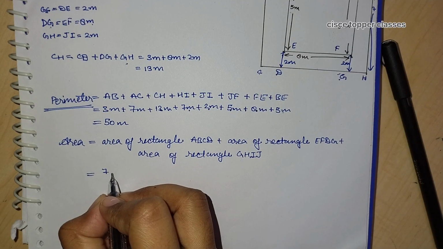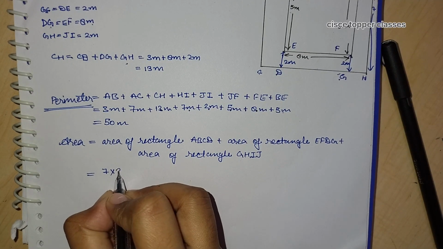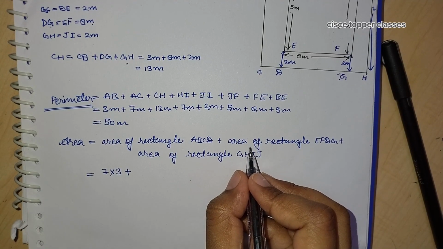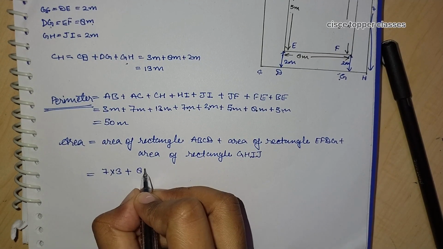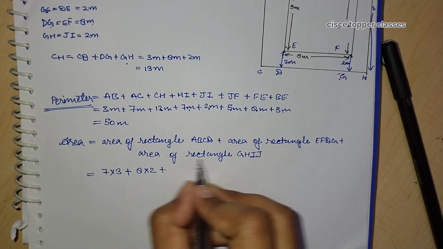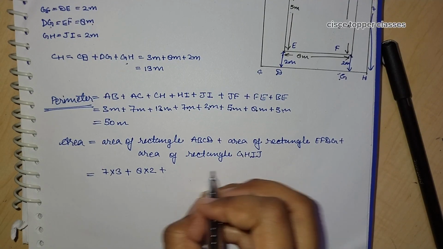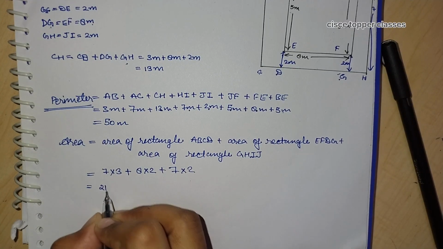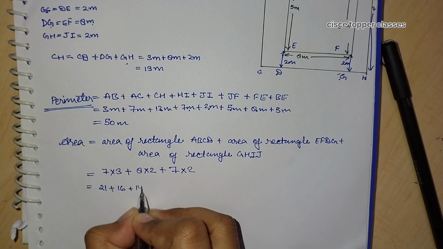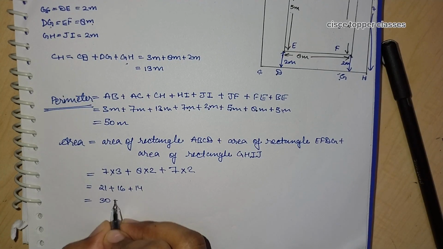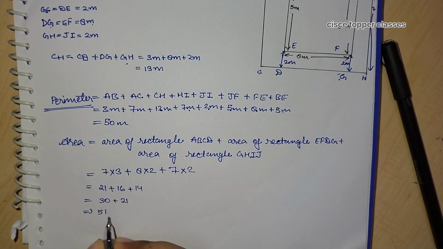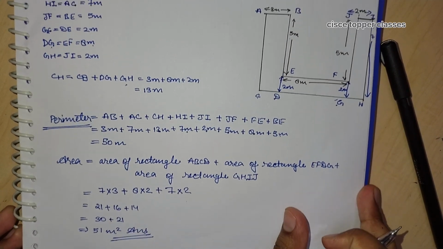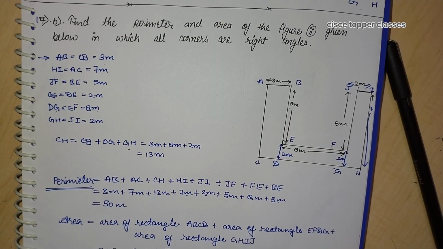Here 7 is given as the length, and 3 is the width in this rectangle. Now the area of rectangle EFDG is, here length is 8 meter and the breadth is 2 meter. Now the area of rectangle GHIJ will be, because length is again 7 and breadth is 2. So this will be 21 plus 16 plus 14. So 30 plus 21 means 51 meter square is the answer in this question. So this is the final answer, and this is the solution of question 17.